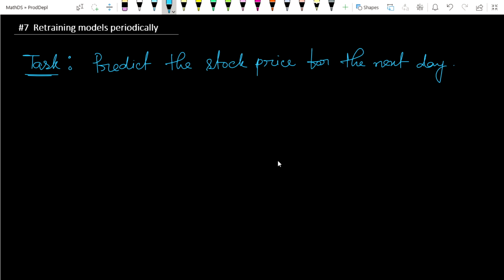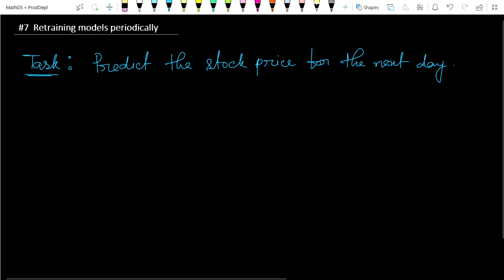How are we doing it? Simple. Since the stock price changes from market to market, there are lots of features, but it depends on public sentiments, market sentiments. It totally depends on various factors, not on just some situations. Now, how will we predict these things? The technique that we have to apply is to retrain the models periodically.